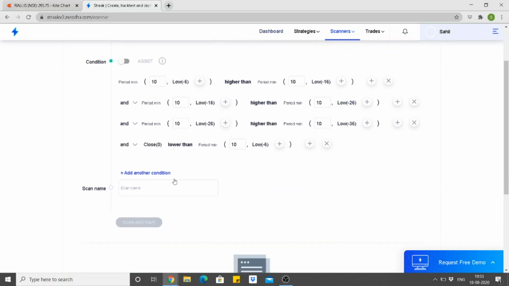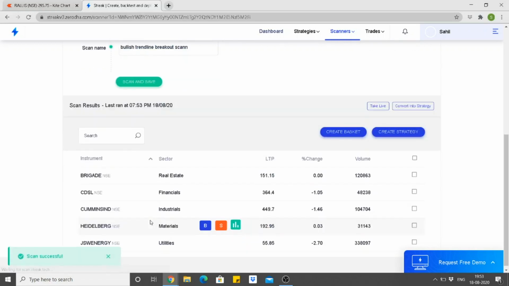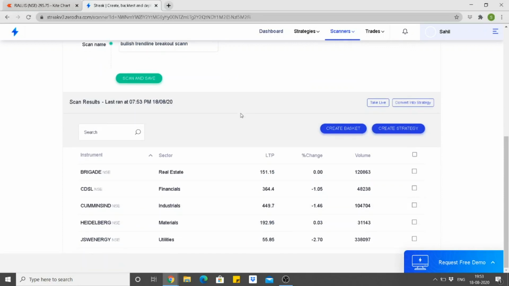Let's go ahead now and give the scanner a name. This is a bullish trend line breakout scanner. Let's scan and save. Okay, these are the results that the scanner has fetched for us. I would like to choose one of these stocks and display it on Kite charts in order to cross verify the accuracy of the scanner.